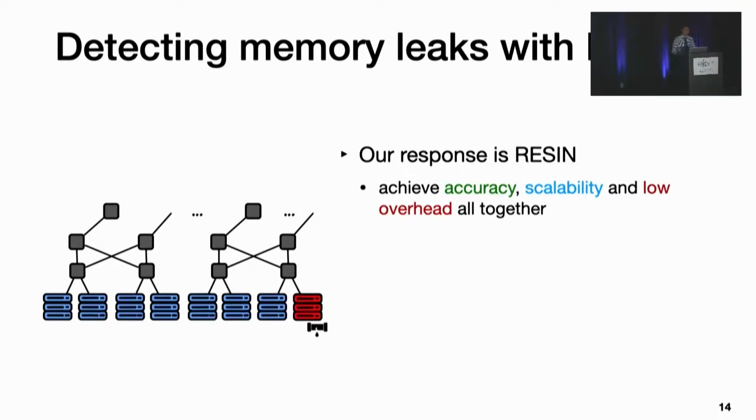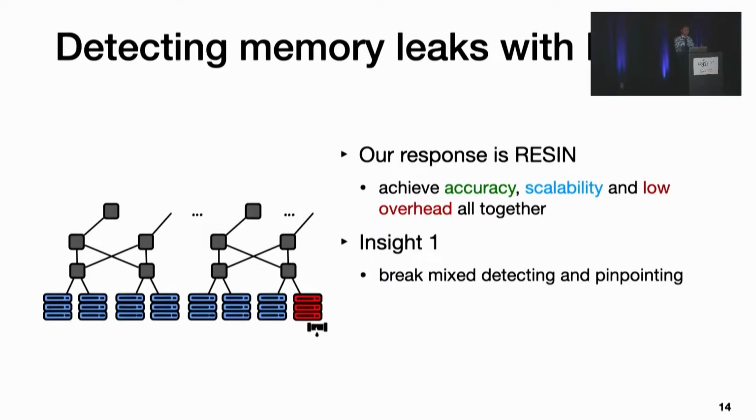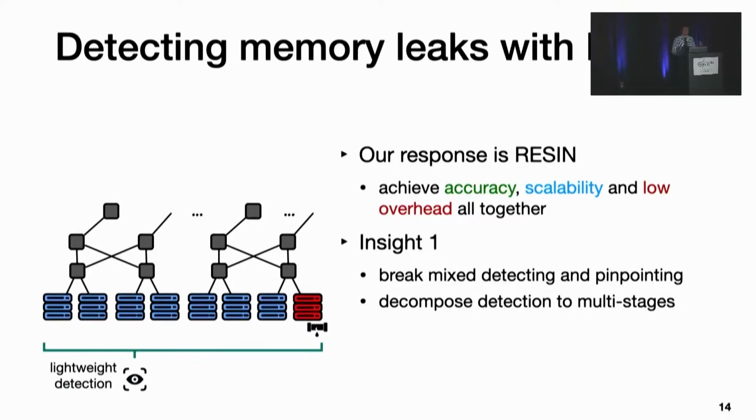In Azure, our response to this challenge is RESIN. It achieves a combination of 3 goals altogether. The design of RESIN is based on 2 key insights. First, previous solutions have to make hard trade-offs because they mix detecting a leak and pinpointing what is leaked in one step. Instead, we decompose the problem into multiple stages. First, we perform lightweight detection on all hosts. Then we do more heavy inspection on sampled hosts to confirm and collect evidence, not sacrificing scalability for accuracy.